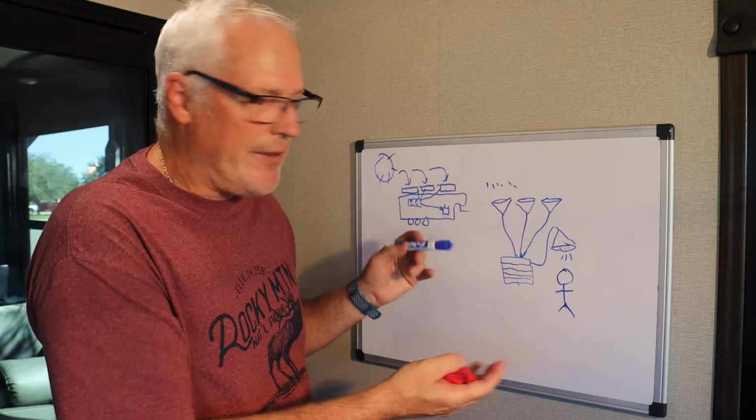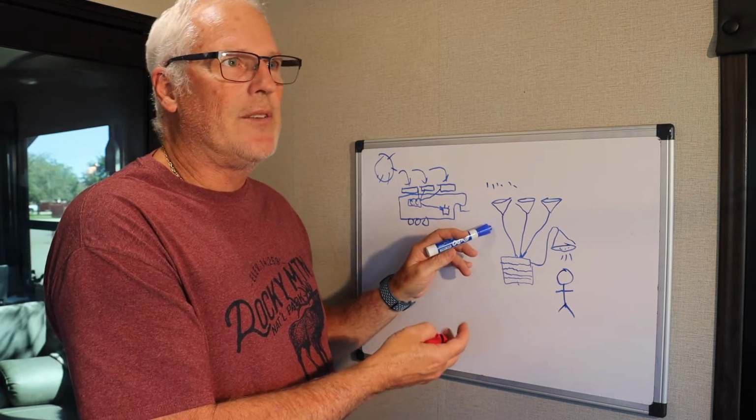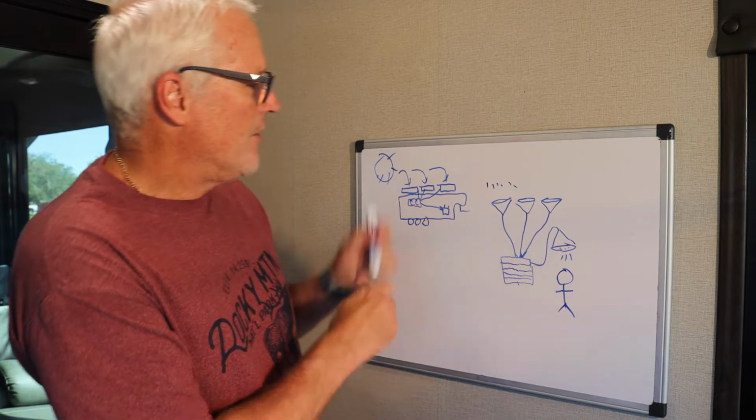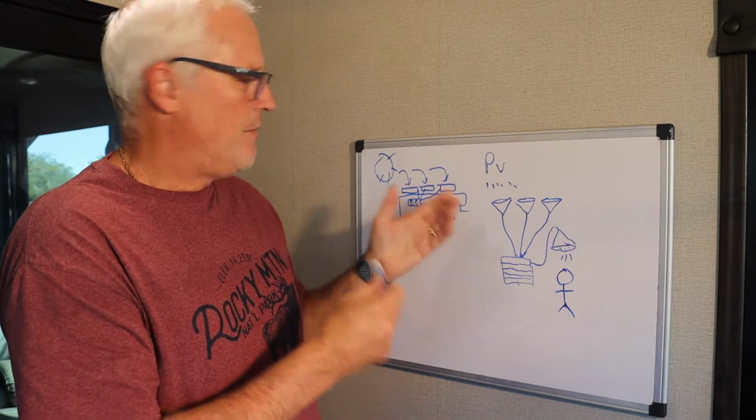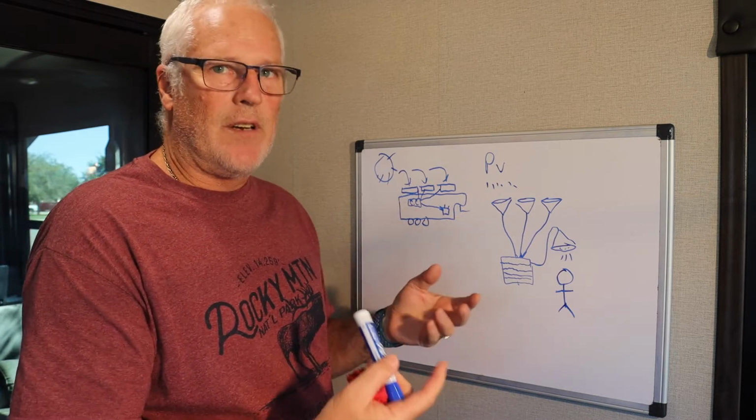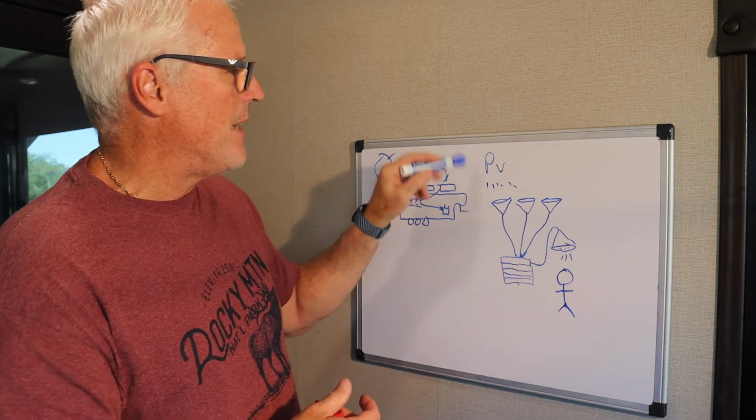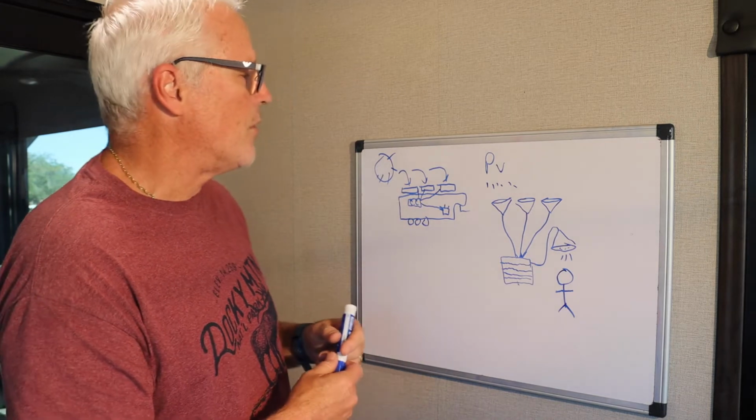Another name, just if you're interested, another name for solar panels is photovoltaic. Some people, you'll see the term PV. Photovoltaic, and photo and voltaic means voltage. So you may see PV when you start looking into solar as well.